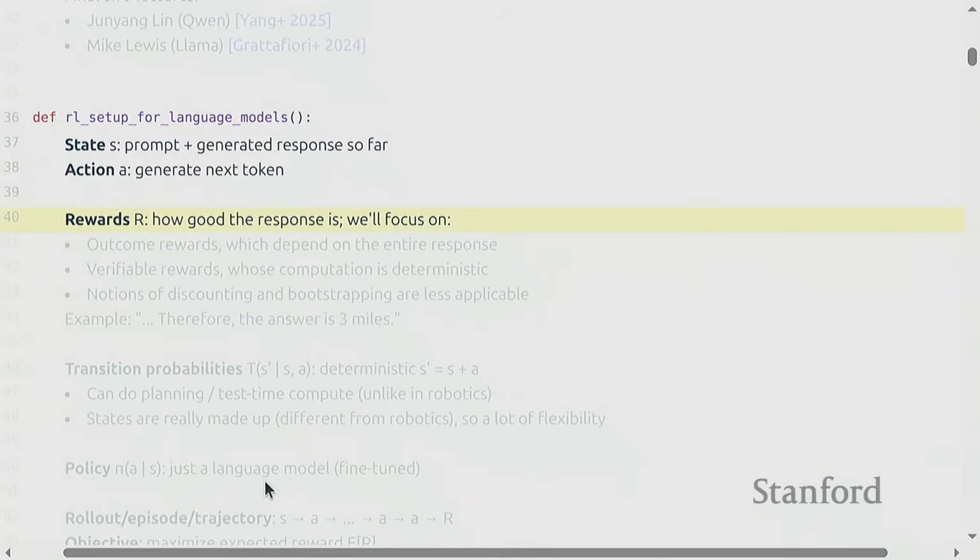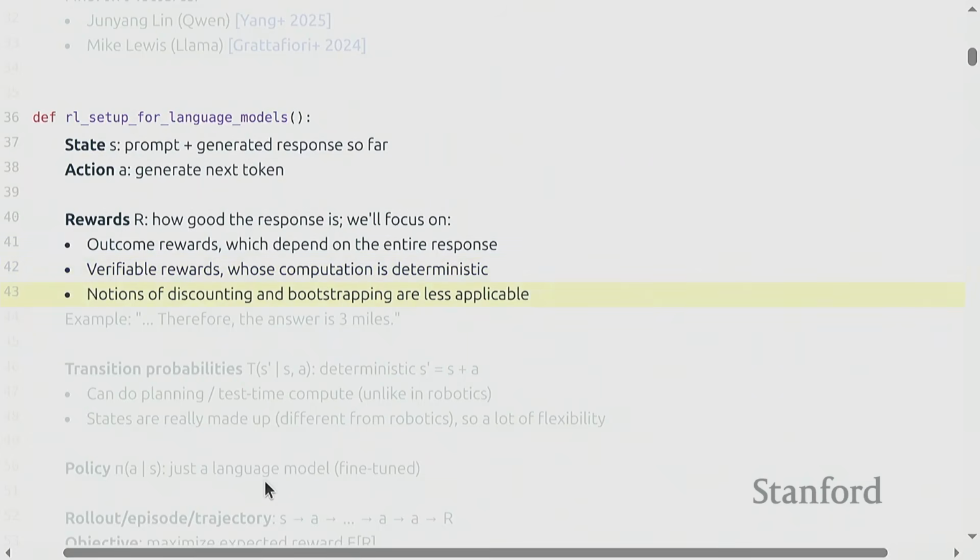For the purpose of this class, we're going to focus on outcome rewards, where the reward is a function of the entire response. We're going to focus on rewards that are verifiable, so the computation is deterministic. Some function just returns a reward, as opposed to having to ask a human.